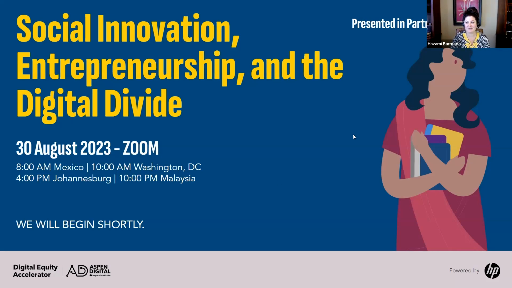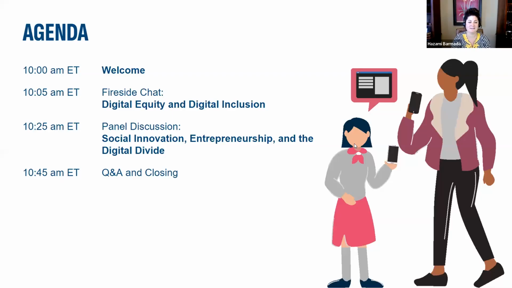To kick us off, I will go over the agenda. We're going to start by having a quick fireside chat to talk a little bit more about digital equity at the intersection of entrepreneurship. What does that mean? It's going to set the tone for the rest of the discussion, which will deep dive into a more thorough understanding around the entrepreneurial ecosystem and the impact on social development, specifically the Sustainable Development Goals and other social and economic development objectives.